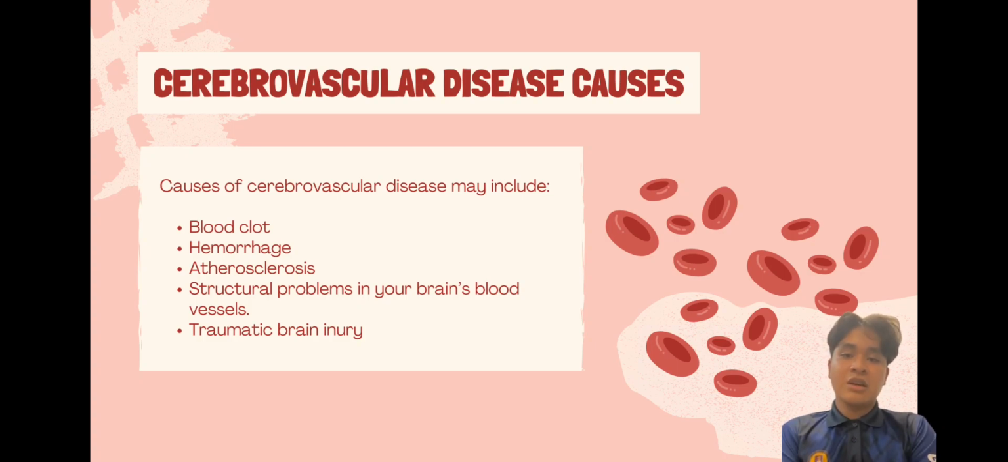The most common type of embolism is when a clot travels from your heart to your brain. Blood vessel rupture usually occurs in conjunction with uncontrolled high blood pressure. Plaque buildup in the arteries, arteriosclerosis in your brain, structural problems in your brain blood vessels, and lastly traumatic brain injury, TBI.